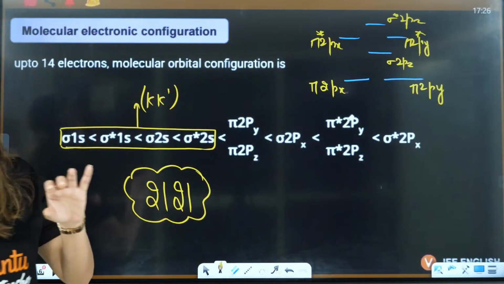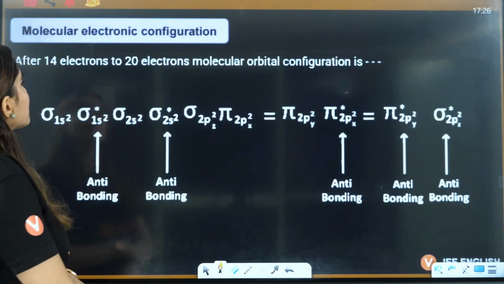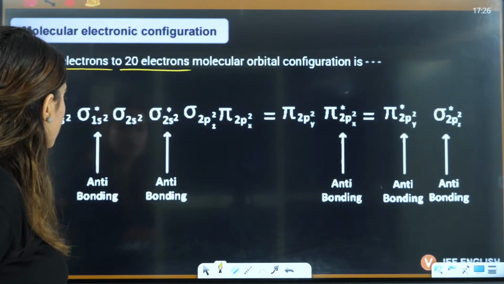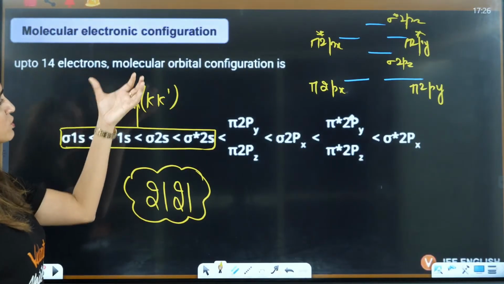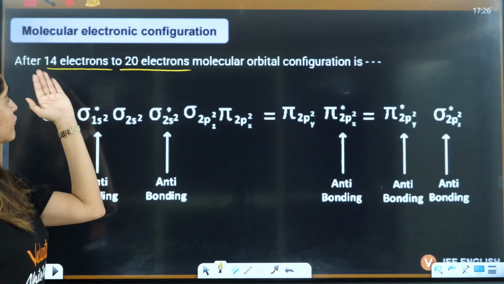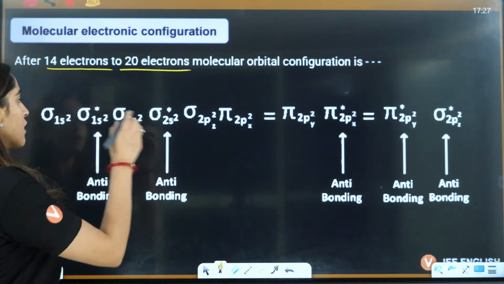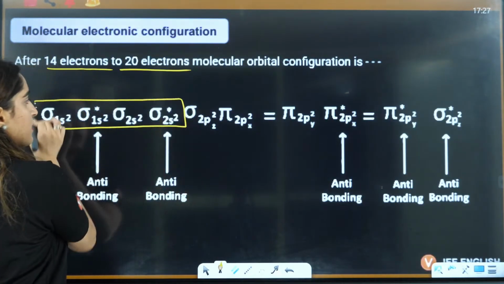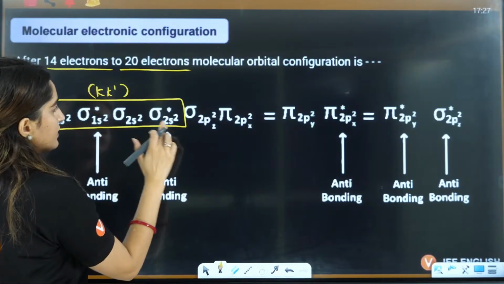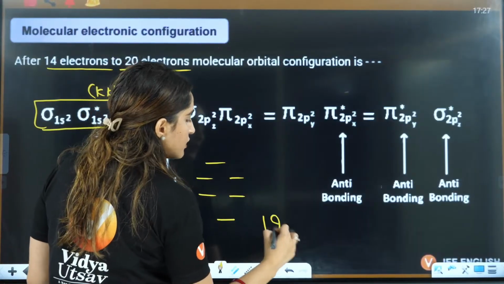I'll also show you some examples based on that, right? Now, next is when you have electrons after 14 to 20. When it is less than or equal to 14, you will follow this sequence. When it is after 14 to 20 electrons, then you will follow this sequence where this one is the same, that is KK dash. This one is 1, 2, 2, 1.